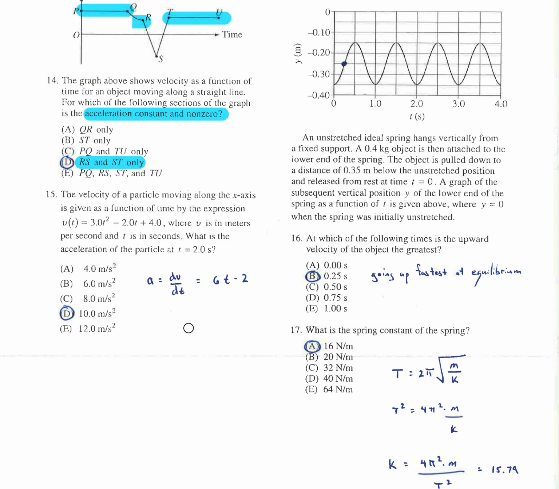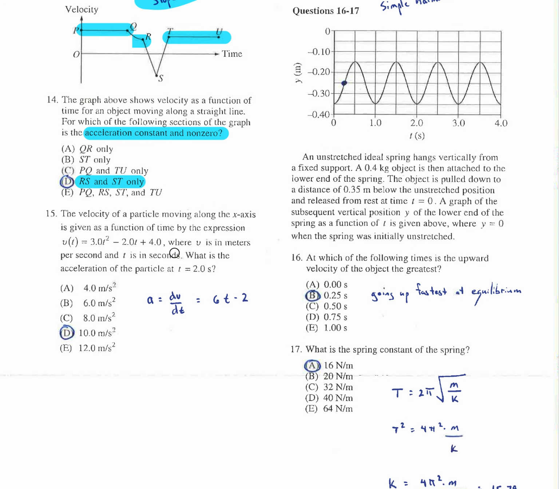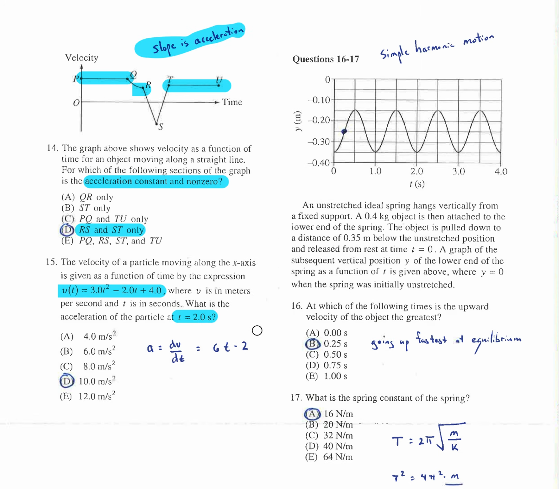Here, instead of looking at a graph of velocity versus time, now they actually just give you this function of velocity versus time. But you just take the derivative to find the acceleration and then plug in 2 seconds to find the acceleration at that moment.